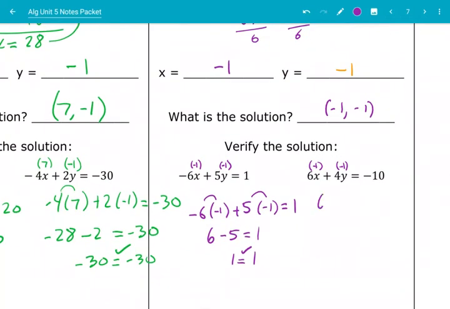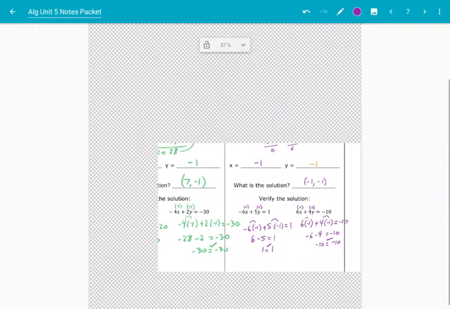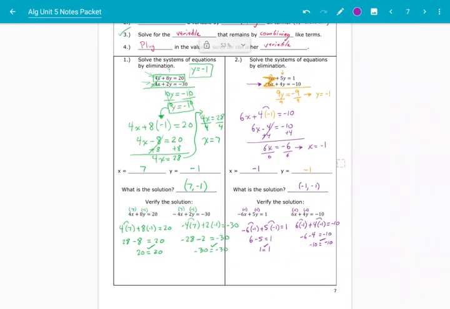All right, over here we got 6 times a minus 1 plus 4 times a minus 1 equals a negative 10. Well, that just changes the signs on both of these, doesn't it? So minus 6, minus 4 equals minus 10. Yep, minus 10 equals minus 10. Check. There. We've done a couple of these.